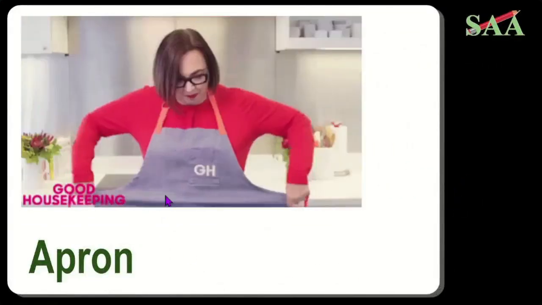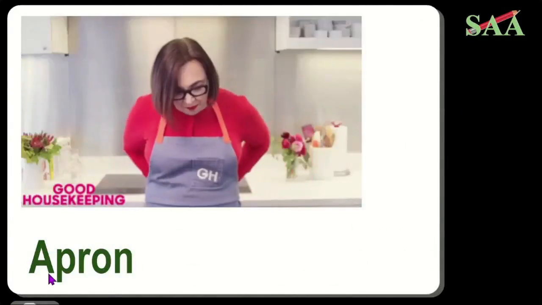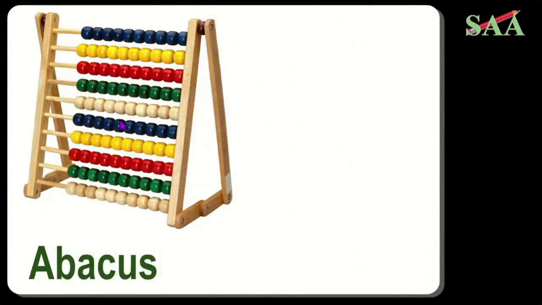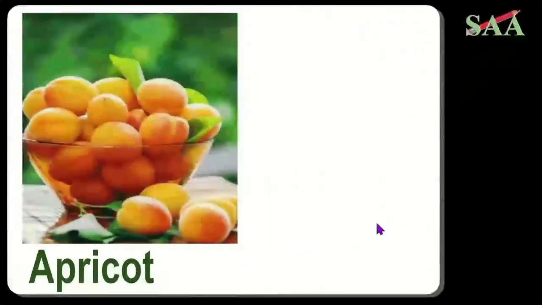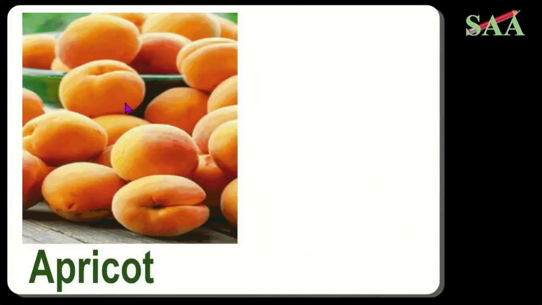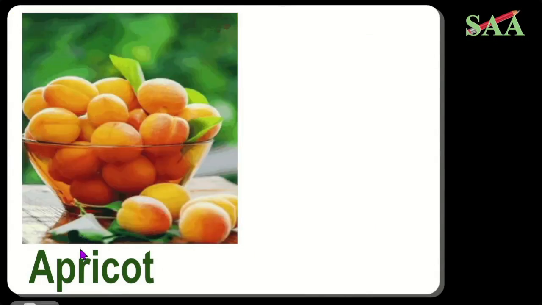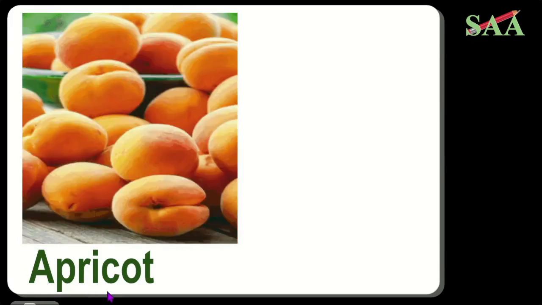This is anchor, right? A-N-C-H-O-R. Anchor. And the girl wearing an apron. A-P-R-O-N. Apron, right? And this is called abacus. A-B-A-C-U-S. Abacus, isn't it? And next, this is apricot, right? These are apricots. This is one kind of fruit. Okay? A-P-R-I. Apri. C-O-T. Apricot. Right?